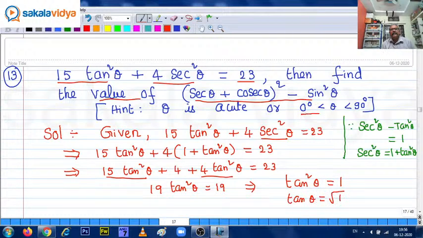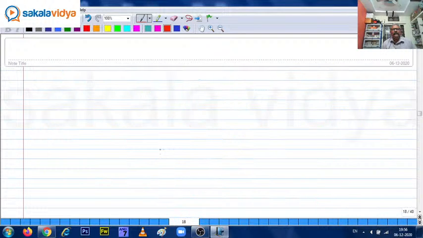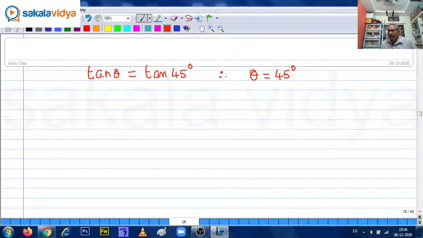So tan theta equals square root of 1. See, check, theta lies between 0 to 90. That will be positive only. Tan theta is equal to 1. So tan theta is equal to 1 means tan theta is equal to tan 45 degrees. So therefore we get theta is equal to 45. But what are we asked? Yes. Let us check it now.